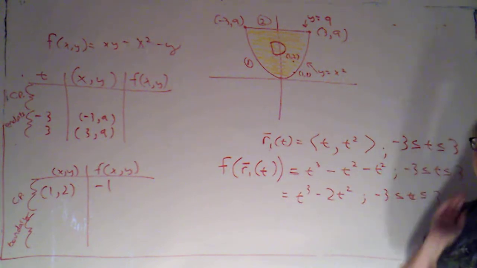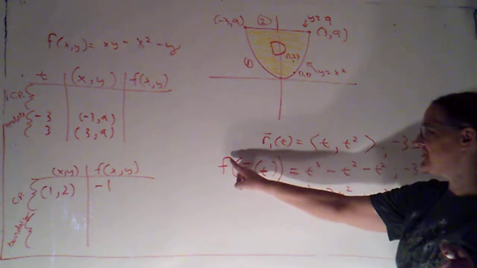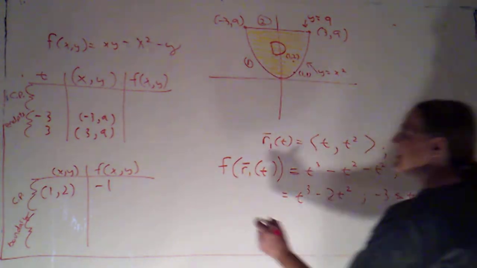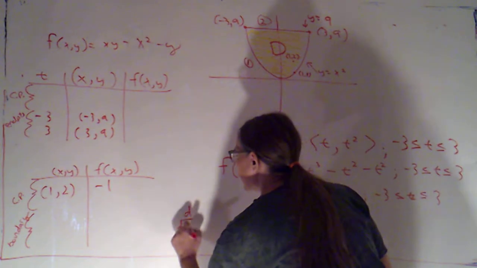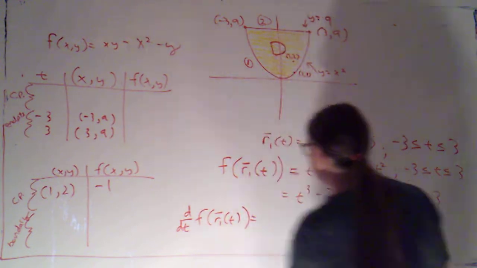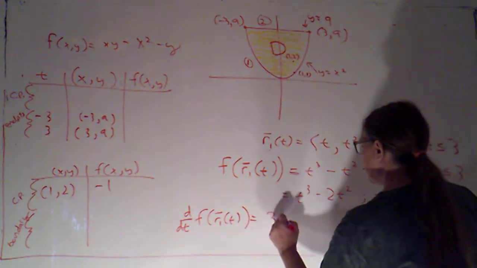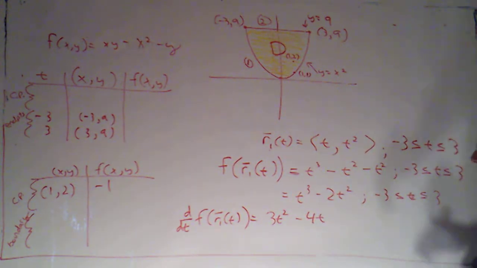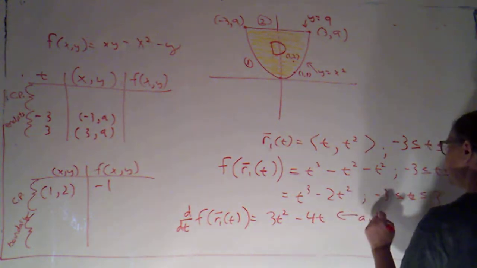For critical points, I'm going to need to take the derivative of this. Do be careful with your notation. There is no such function as f prime, because f is a function of 2 variables. So I'm going to take the derivative with respect to t of f of R1 of t. That's going to be 3t squared minus 4t. That is always defined.